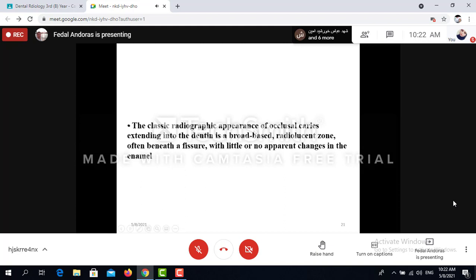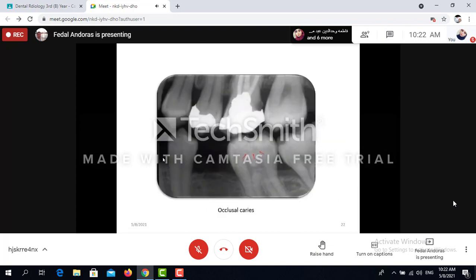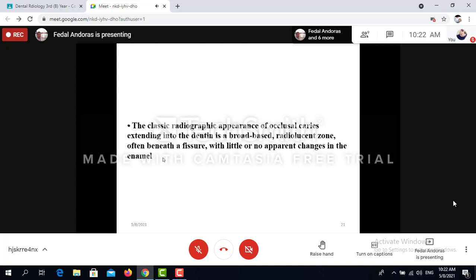The classic radiographic appearance of occlusal caries extending into the dentine is a broad-based radiolucent zone, often beneath a fissure, with little or no apparent change in the enamel. Clinically, you maybe cannot see it. We always say occlusal caries is like an iceberg. You see little of it on the ocean or the sea, but most of it is beneath.